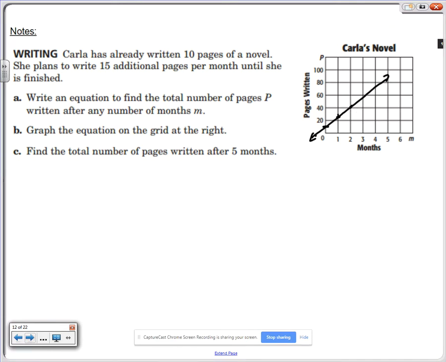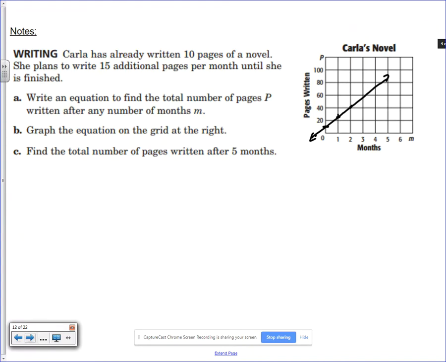I don't know what's going on here. Yeah, let me see if I can do it this way. That's weird. Okay. Anyways, let me put that equation back up there. What was it?